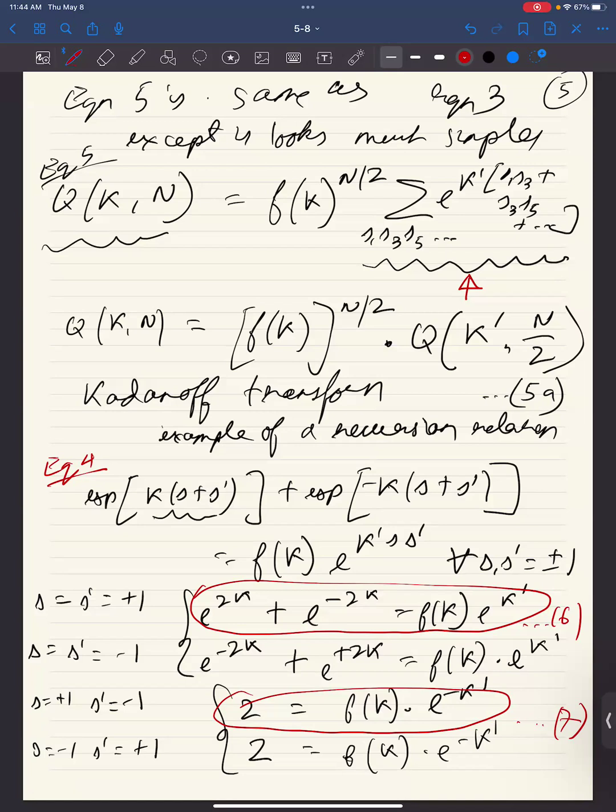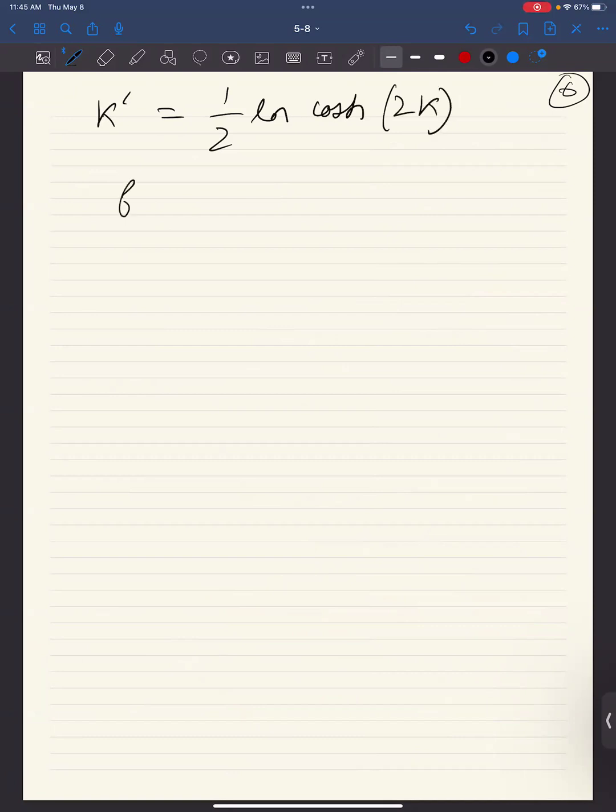I will pick up speed just a bit because I also want to recap. You can read the algebra in the Kadanoff paper, but basically what I get is k prime is equal to half ln of hyperbolic cosine of 2k, and f of k is equal to 2 times the square root of hyperbolic cosine of 2k.